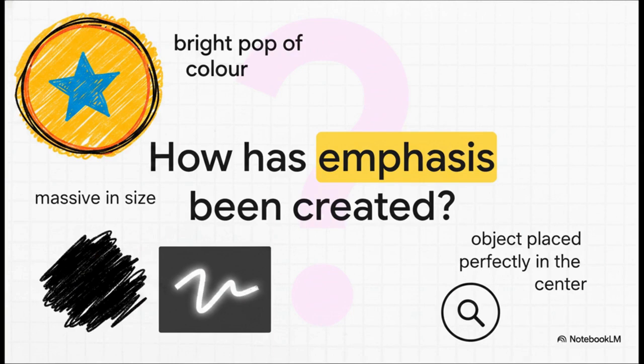How did the designer create that emphasis? Was it a crazy bright pop of color? Was it just massive in size? Was it stark contrast? Or maybe it was isolated perfectly in the center. Pause and observe these visual cues, guys, because breaking them down like this, that is exactly how professional designers study visual communication in the real world.